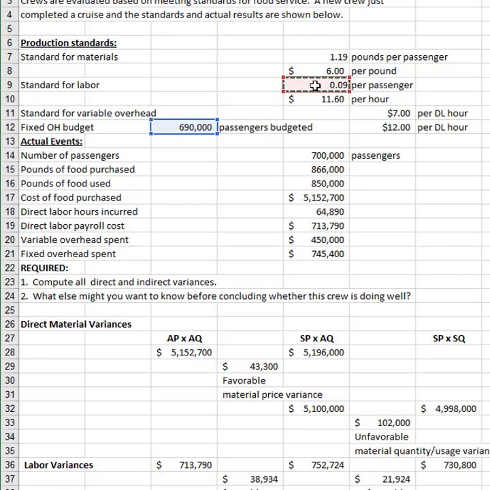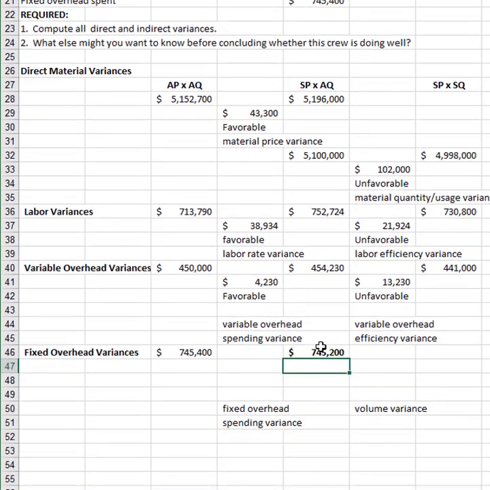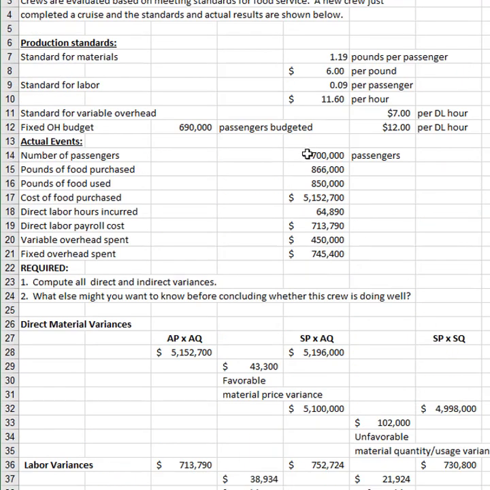Times that will give you the labor hours, and that will give you the fixed overhead in total. Now what would be applied to work in process? Each of the standard labor hours allowed would have gotten, so let's get what that would be: passengers times the labor hours allowed times the $12.